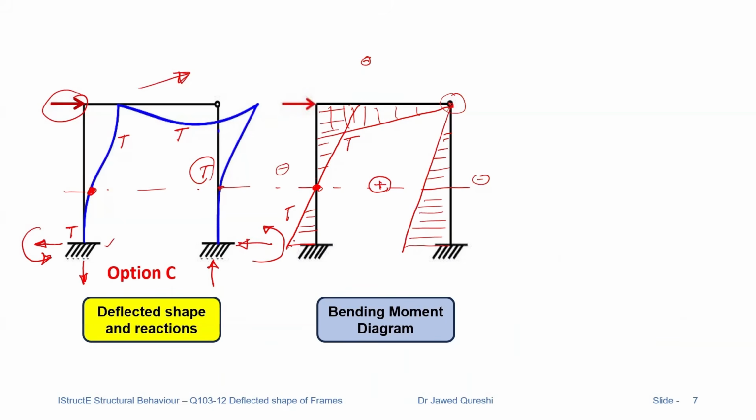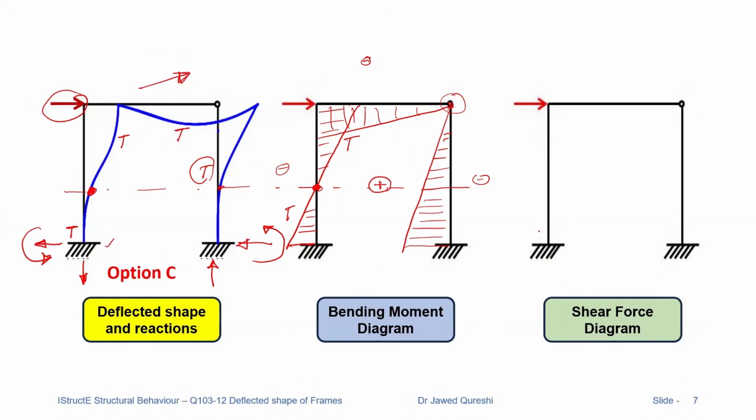There will be two forces, there will be a couple. When we have two forces, then it will generate either clockwise or anti-clockwise shear forces. So let us draw shear force diagram. Starting from left side, we have leftward force and we have rightward force. This is creating a clockwise shear force.